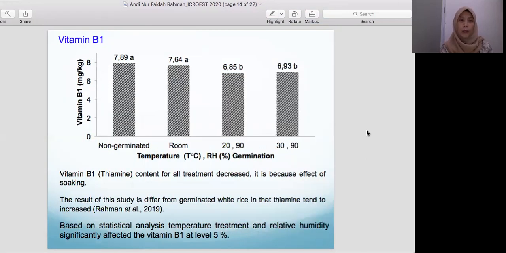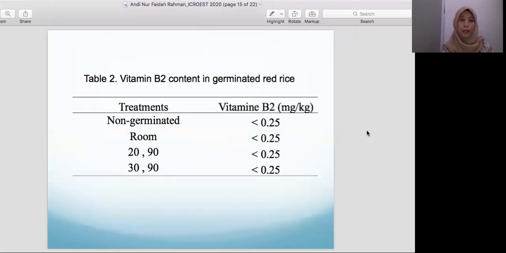Vitamin B1 or thiamine, we can see the figure. Vitamin B1 content for all treatments decreased. It is because of the effect of soaking. The result of this study is different from germinated white rice in that thiamine tends to increase. Based on statistical analysis, temperature treatment and relative humidity significantly affected the vitamin B1 at level 5%. We can see table 2. For table 2, you can see vitamin B2 content in germinated red rice. We found for all treatments, vitamin B2 is less than 0.25 milligram per kilogram.